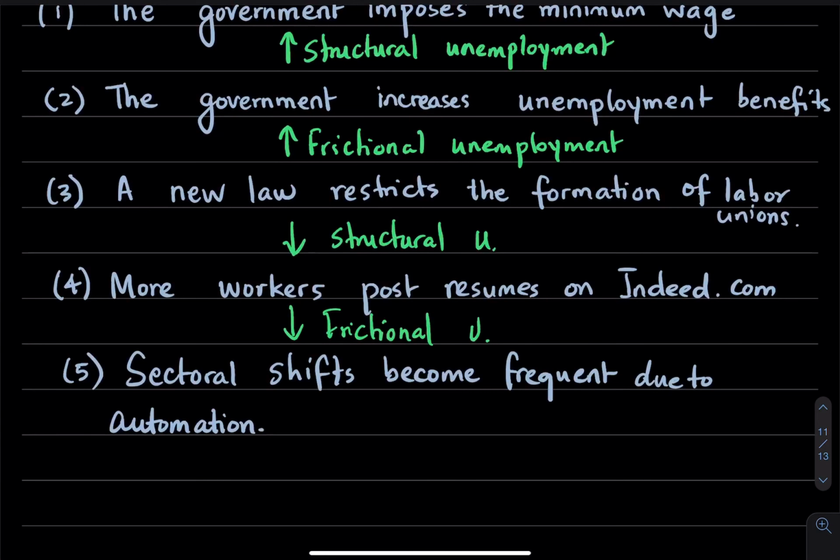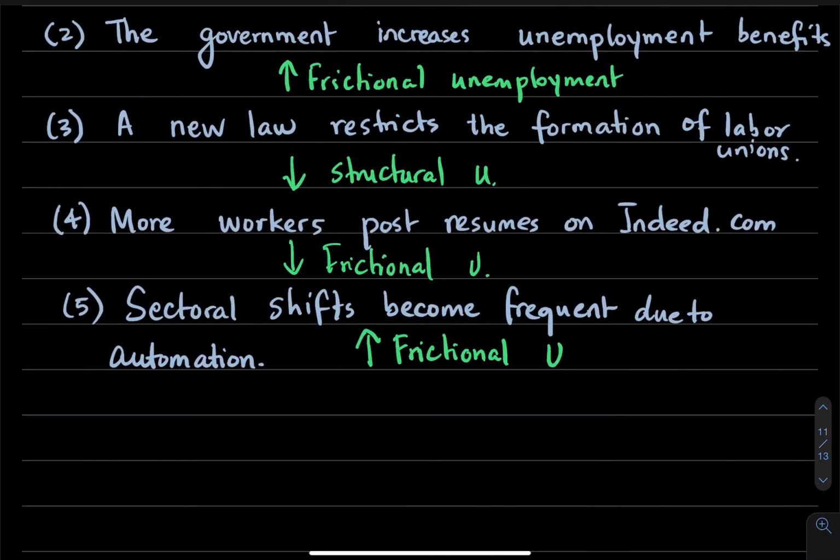Okay, and the last question says let's imagine there are sectoral shifts and that becomes more frequent due to automation. This is something that could happen because of COVID-19, where firms cannot get workers, but they hire robots to do their jobs, and there is a big push towards automation, and sectoral shifts become more frequent. Again, sectoral shifts affect frictional unemployment, and so this is going to increase frictional unemployment and not reduce it. And so that's the end of the chapter.